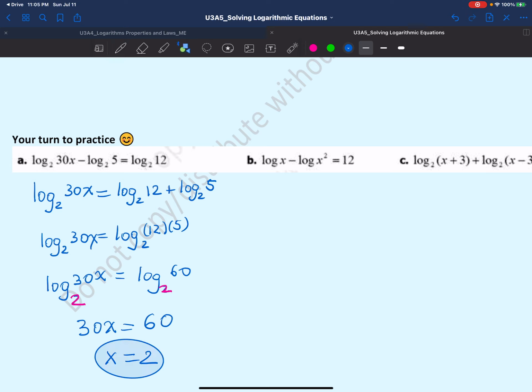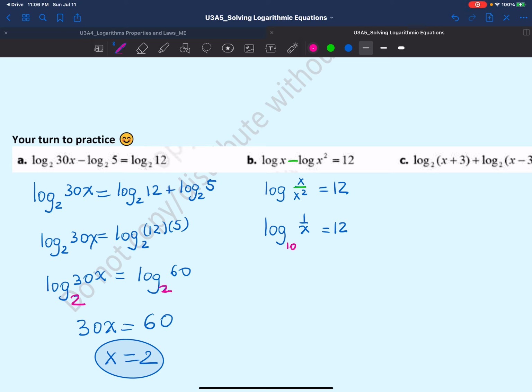Next, log of x minus log x squared equals 12. So what I would do in this case is combine the two terms, and we'll say that log of x over x squared, remember, we have the division or quotient law, equals 12. So in other words, we'll say log of 1 over x equals 12.